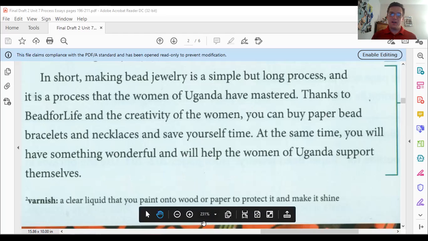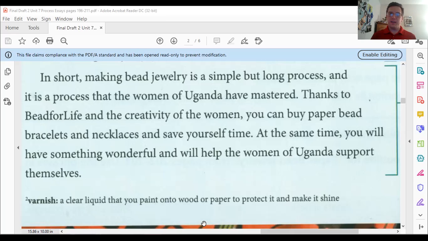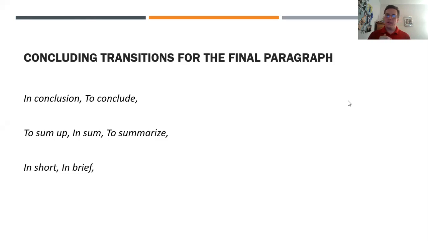Let's look at a couple of other ways that we might conclude this particular essay. So again, we start the concluding paragraph with a concluding transition. It might be something very simple, kind of boring, but basic: in conclusion. You could also say to conclude. You might say something like to sum up, in sum, or to summarize, in short, in brief. These are all standard concluding transitions.